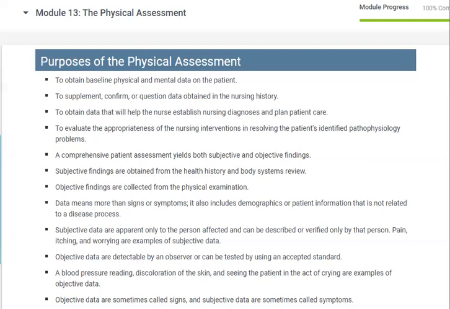Subjective data are apparent only to the person affected and can be described or verified only by that person. Pain, itching, and worrying are examples of subjective data. Objective data are detectable by an observer or can be tested by using an accepted standard. A blood pressure reading, discoloration of the skin, and seeing the patient in the act of crying are examples of objective data. Objective data are sometimes called signs, and subjective data are sometimes called symptoms.